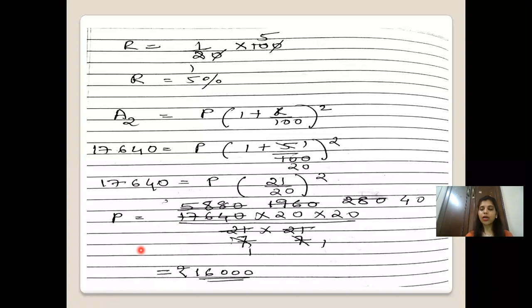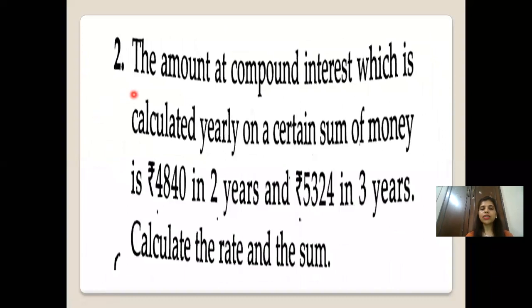Thank you children. Now after this we go to the next question. In the next question it is said the amount at compound interest which is calculated yearly on a certain sum of money is rupees 4840 in 2 years and 5324 in 3 years. So here also you can see in 2 years and in 3 years, that means consecutive amounts are given and you have to find the rate and the sum. It's similar to the previous sum.